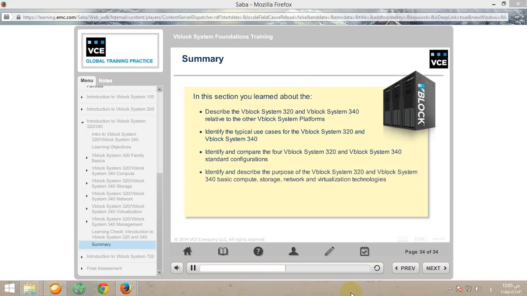You learned about the V-Block System 320 and the V-Block System 340 basic compute, storage, networking, and virtualization technologies. And finally, you learned about the V-Block System 320 and the V-Block System 340 management technologies. There is one last platform to learn about in this training, so let's move on to the introduction to the V-Block System 720.